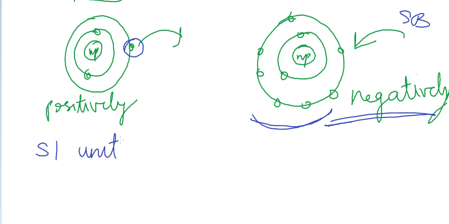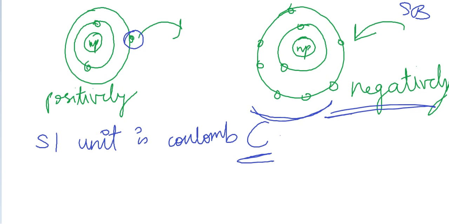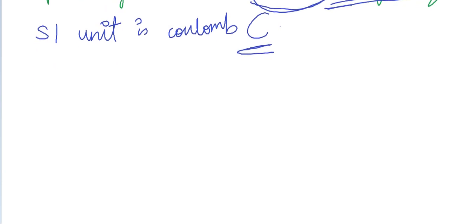The SI unit is coulomb, as we all know, denoted by C, and it was given by Benjamin Franklin. This is for your basic knowledge. And you obviously know that like charges repel and unlike charges attract.